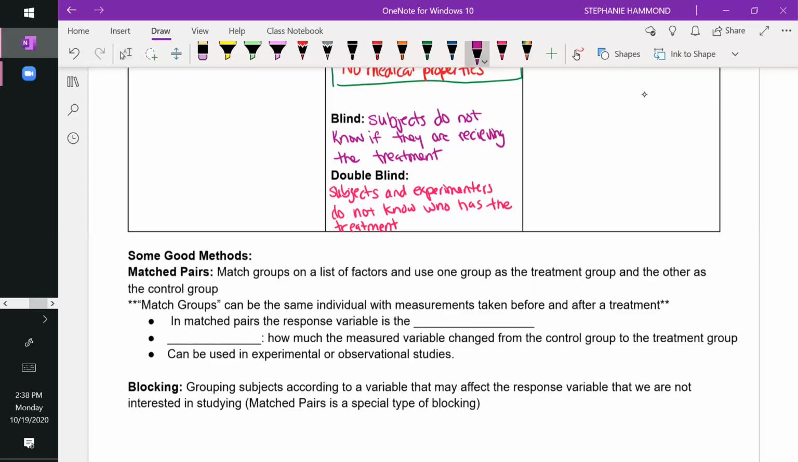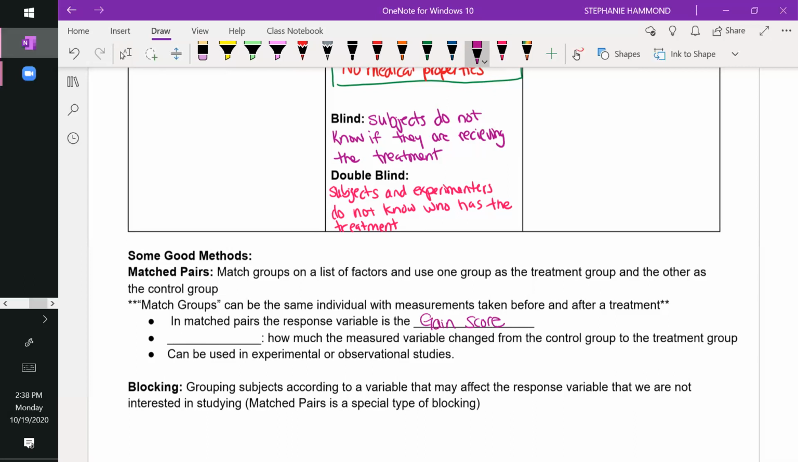So matched groups can be the same individual with measurement taken before and after. In matched pairs, the response variable is called the gain score. Okay, so since we know that we're going to have some variation between individuals in these things, like going back to people, if I have a 9-year-old little boy in low income and we have a 35-year-old woman who is very wealthy, they're obviously going to have some different measurements in areas. But if I only look at their gain score, then those should be pretty comparable.